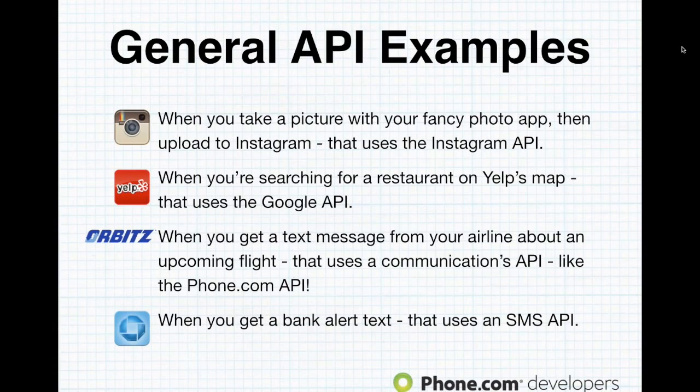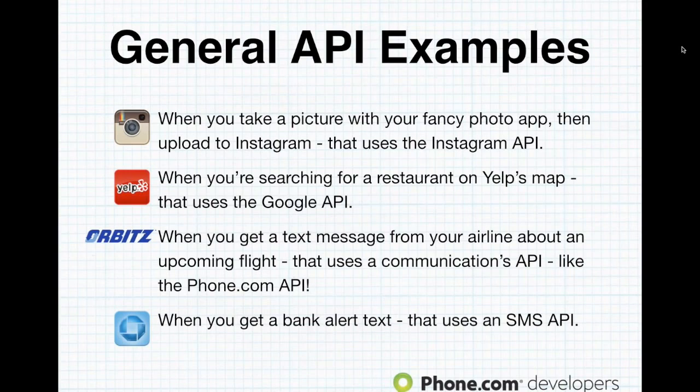Another example, the last one: we've all probably gotten bank alerts, whether it's that your bill is due or there's been fraud. That is typically an API application or an SMS API sending that message out. Most of the time when you get notifications from companies you're doing business with, they didn't build a full SMS infrastructure to do that. They typically are just using an API from a company like Phone.com to send those SMSs.